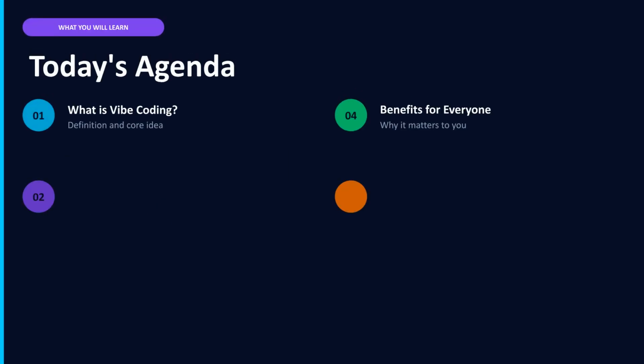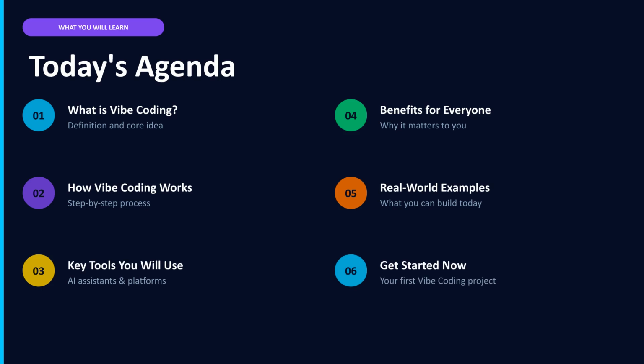Here is our agenda. We'll start with the definition of vibe coding, explore how it works, look at the key tools, and see real-world examples. Finally, we'll cover how to get started on your first project.